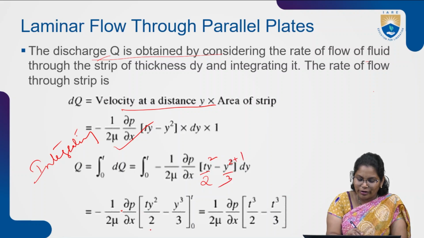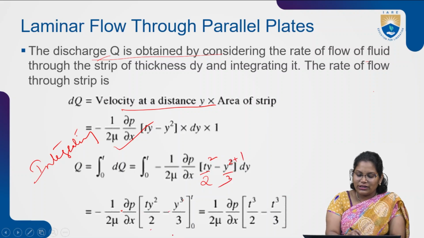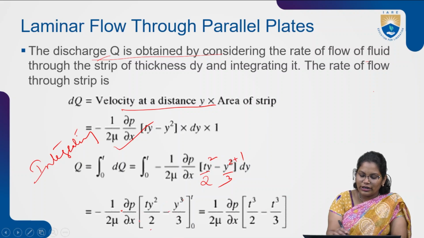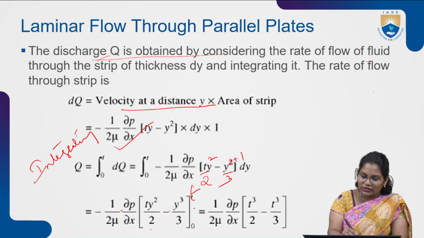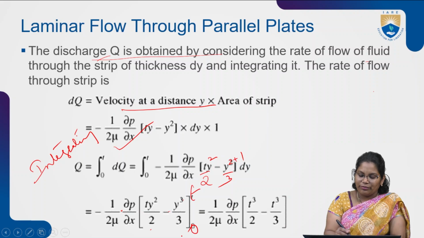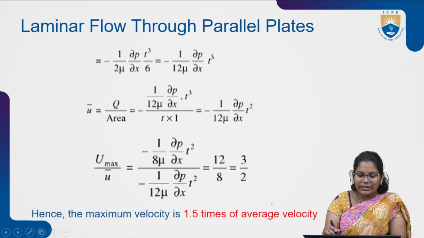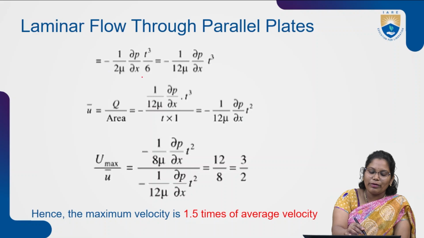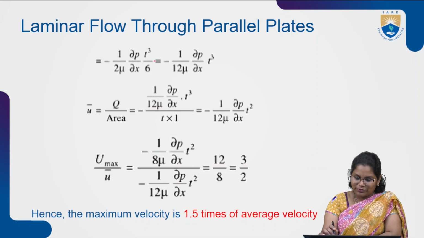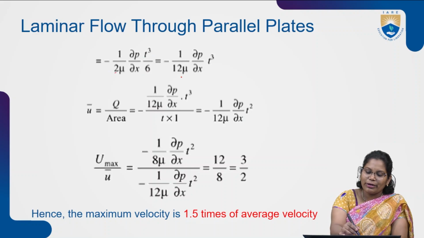So t y square by 2 minus y cube by 3, right? In the limits, that is 0 to t. So in place of y, I am writing t. Here y into t square is becoming t cube, and y cube is becoming t cube. Right? So the next, it is 1 by 2 mu dou p by dou x into t cube by 6. 6 into 2 becomes 12.